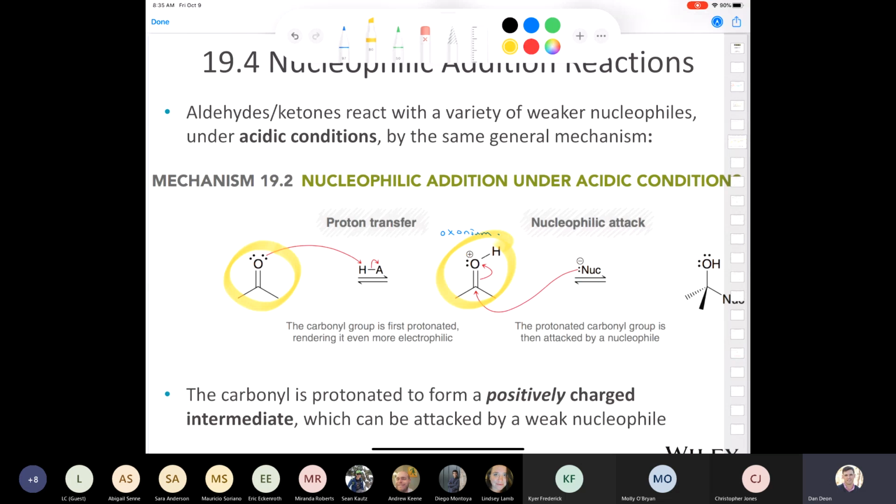Good. Yeah, and it's because you can see that overall it's got a positive charge. Of course, it's going to be more electrophilic if it's positive, right? So it even says it here in the text. When it gets protonated, it renders it even more electrophilic and susceptible to nucleophilic attack. And after the nucleophile attacks, then we form an alcohol.